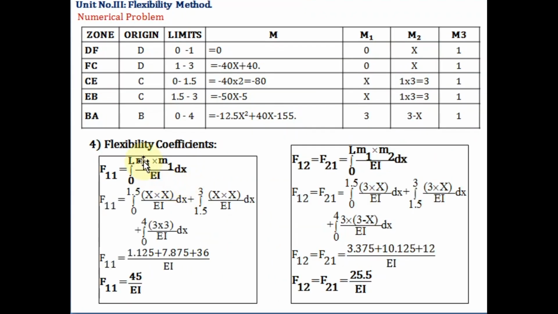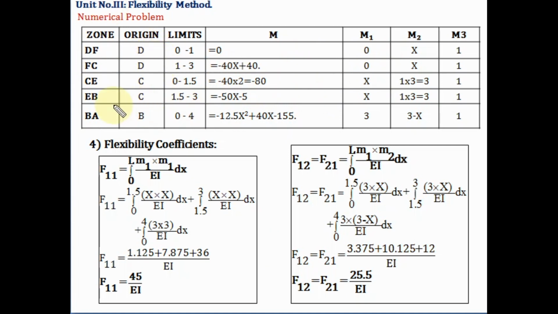Now next in this video we are first going to find out the flexibility coefficients. So here the first coefficient is F11. So the formula is integration 0 to L of M1 into M1 upon EI into dx. So here F11 means M1 into M1. So whatever the values are there in the M1 column, you have to multiply by M1 only. So here for the first zone DF, the value of M1 is 0. For FC again the value is 0. So for these two zones, the value will be 0.